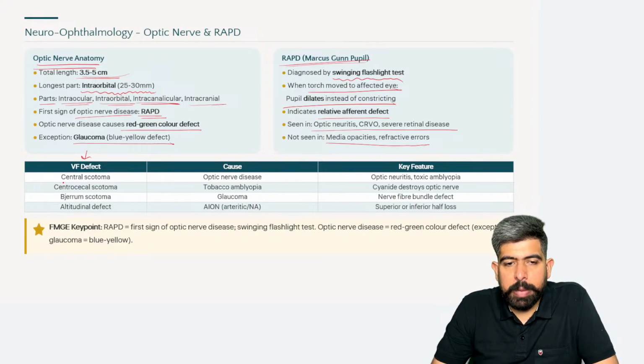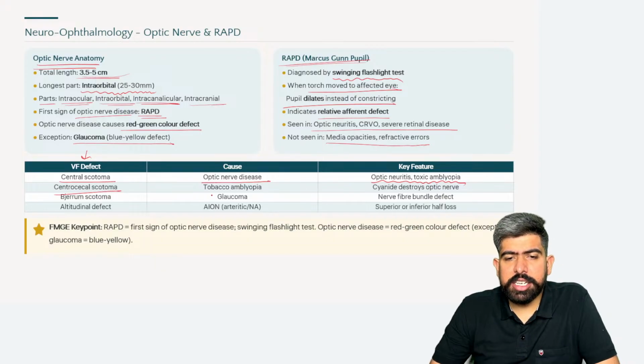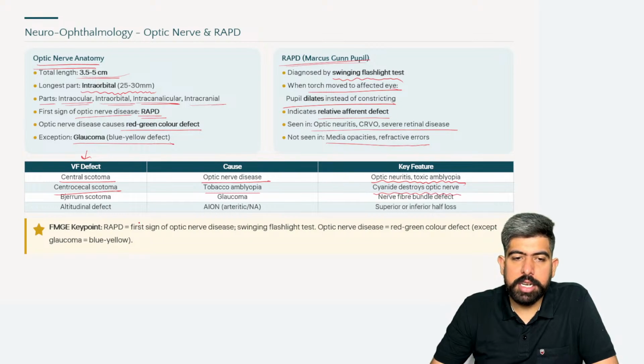We can see a central scotoma if the patient has optic nerve disease, and the disease is optic neuritis, or toxic amblyopia can be there. But if the patient has a centrocecal scotoma, in this condition there is tobacco amblyopia, where cyanide destroys the optic nerve.